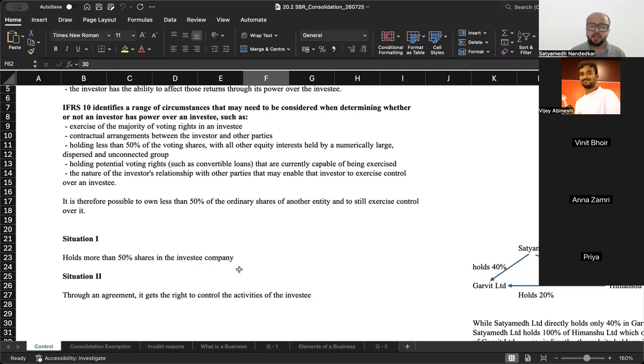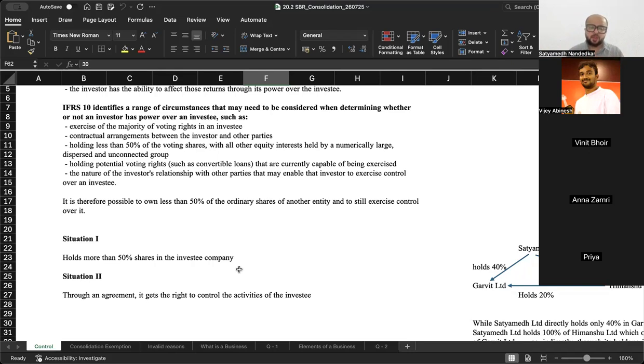Why is the word unconnected so important? See, if these people were connected with each other, these remaining shareholders who own 54% of the shares could come together to exercise control. They could have a contractual arrangement between them which could help them establish control. So that cannot be the case. So when we are talking about exercising control, it has to be all other equity interests held by a numerically large, dispersed, and unconnected group.